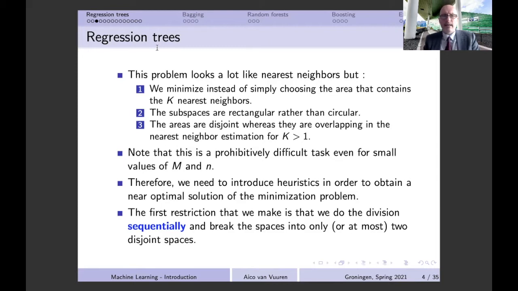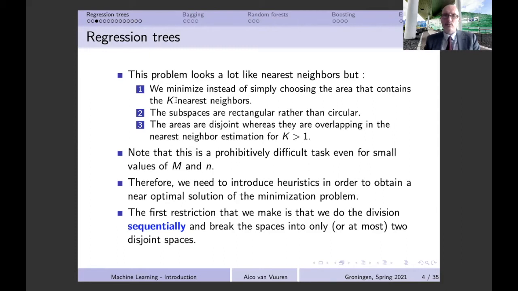We should realize that in the case of regression trees, we minimize instead of simply choosing the area that contains the k nearest neighbors. Another way of saying this is that in k nearest neighbors, at least in the so-called training stage, when we estimate parameters, k by itself is not really seen as a parameter of the model at that stage. What we have to calculate are averages or majority votes in order to predict. But at the training stage, we are not going to determine this k. At the training stage, you do not determine this k. This k is given in nearest neighbors.